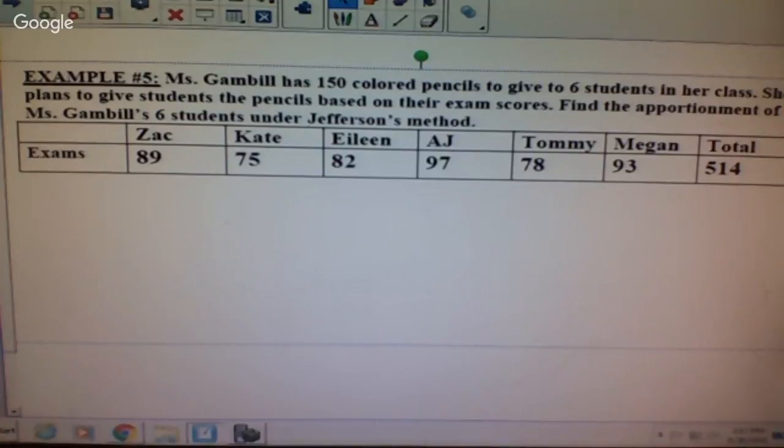So we've got all of these in. Before you do that, you need to get your standard divisor, which when you did that, 514 divided by 150, that was absolutely correct. Okay, you're fine. Rewrite it, 514 divided by 150, gives you 3.42.